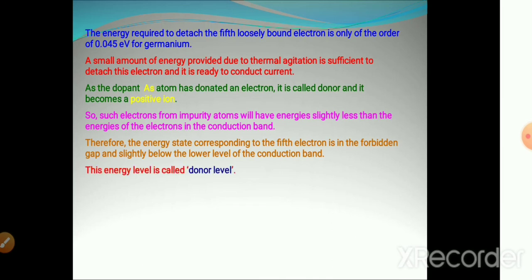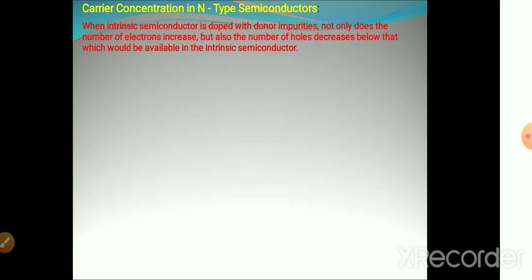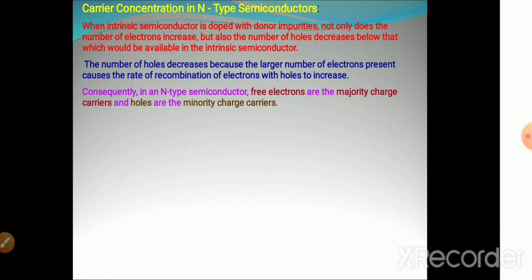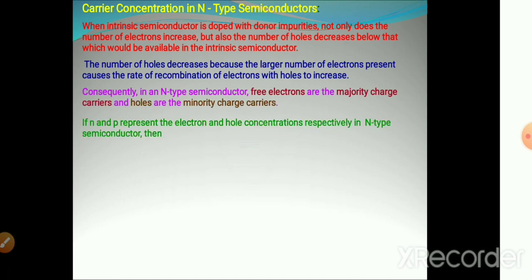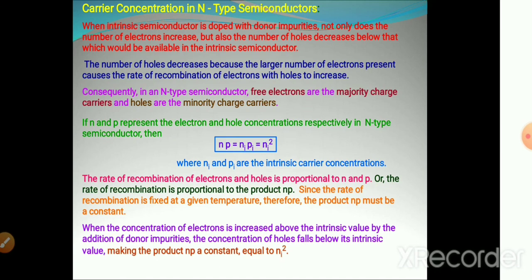Now the product of the number of electrons and the number of holes is constant, and this product is equal to Ni square, where Ni is the number of intrinsic charge carriers, or the number of charge carriers in a pure semiconductor. See, np is constant. It is called the rate of recombination.